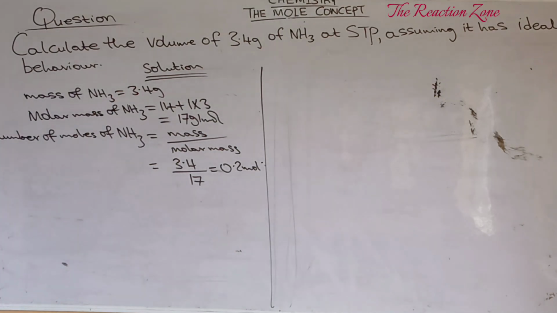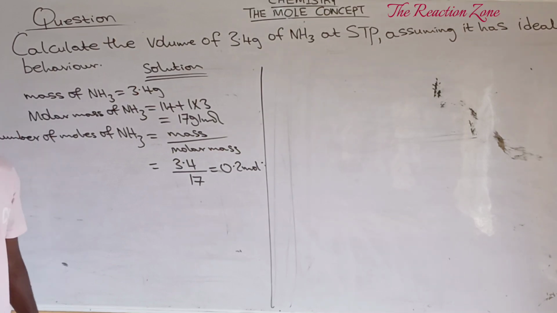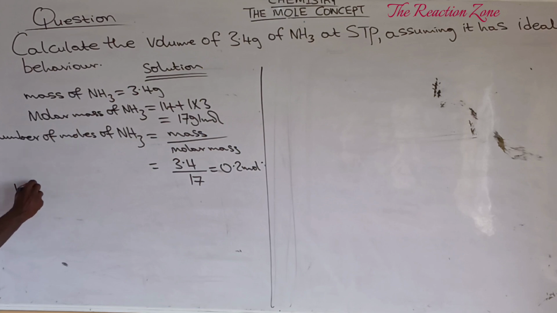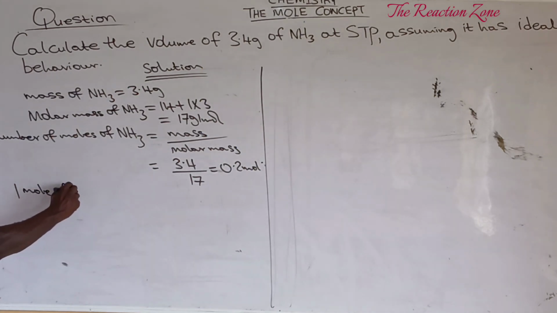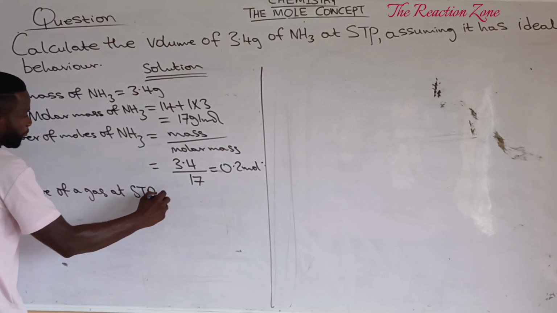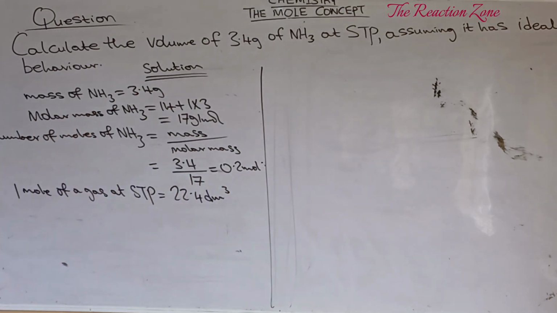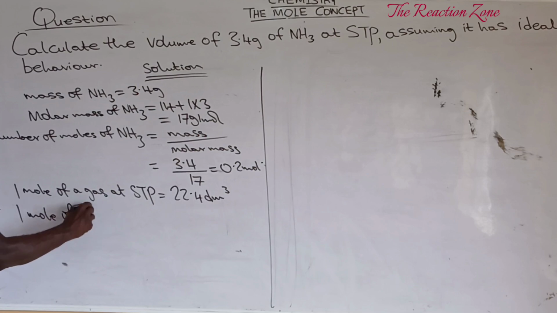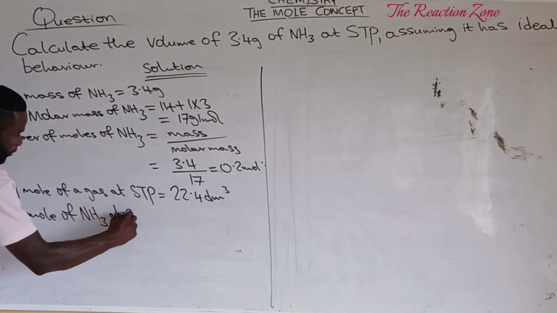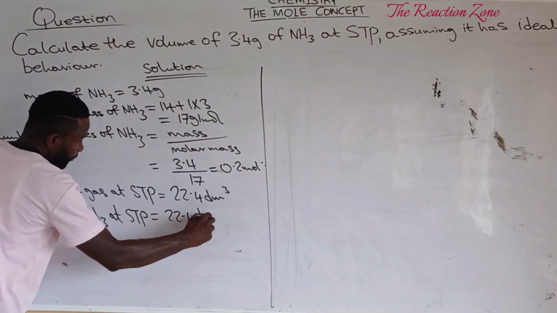Now, at this point, we have to remember the relationship that exists between number of moles and volume. Recall that 1 mole of a gas at STP occupies a volume of 22.4 dm³. This means that 1 mole of ammonia at STP has a volume of 22.4 dm³.